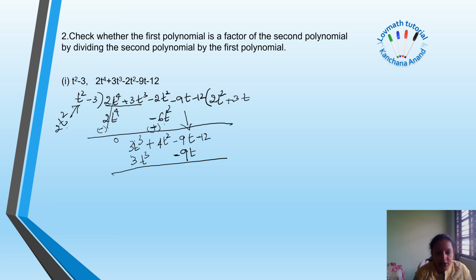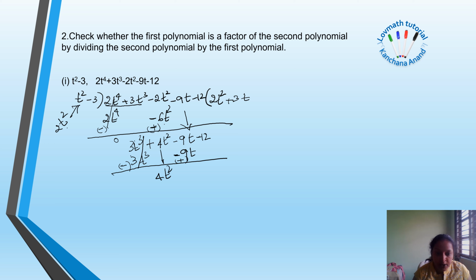Now let us subtract this. So here plus 3t cube becomes minus 3t cube and here minus 9t becomes plus 9t. Here 3t cube and minus 3t cube get cancelled. The remainder is 4t square.